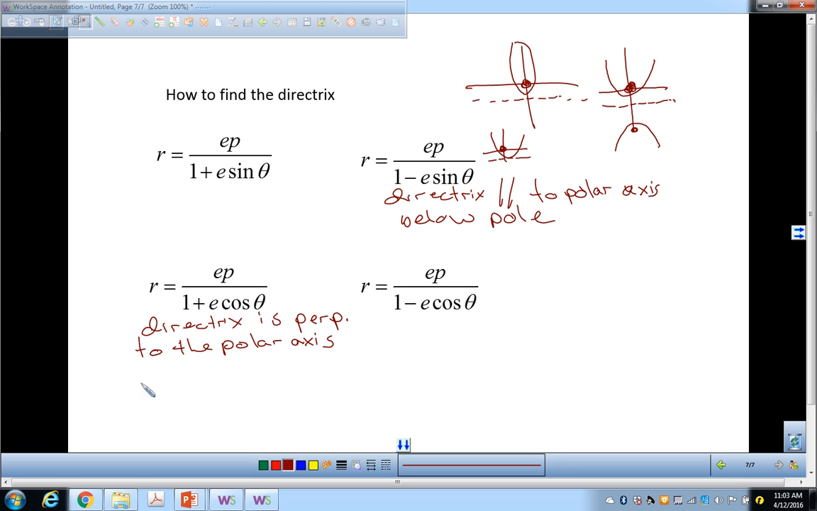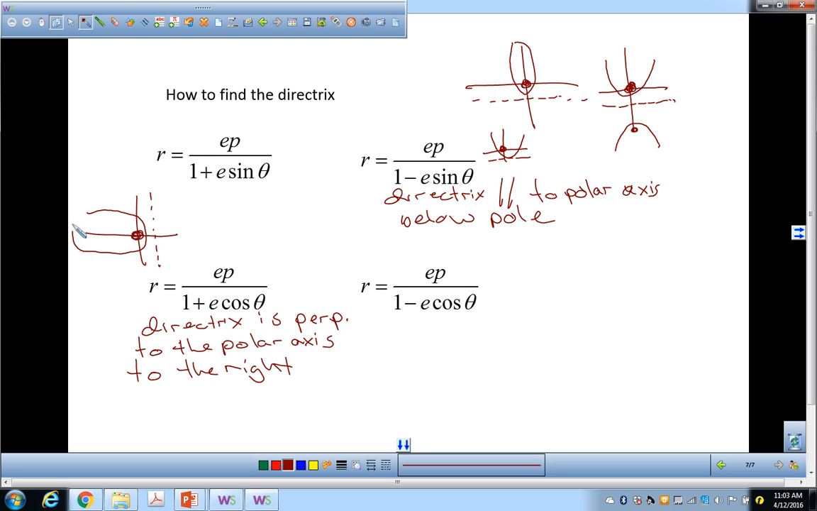And in this case, since it's plus, to the right. Okay? So for this one, I'm going to go kind of quick. If it is an ellipse, the directrix is somewhere over here. One focus is at the pole, and this ellipse is going to go this way. Do you guys understand why it's going this way, not the other way? Because the directrix for an ellipse is on the short side of the ellipse, okay?